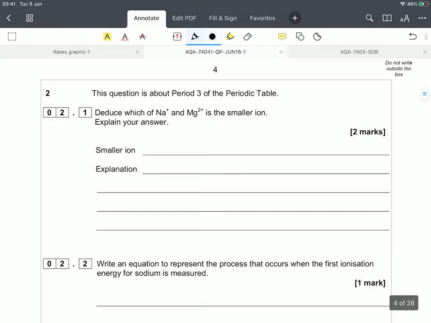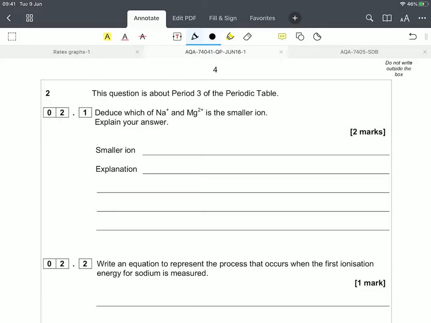Some periodicity stuff, right? Period 3. Any question which asks you about properties of various ions or atoms when you're doing comparisons in the periodic table, really the answer rests on two things. It rests on electron configuration and number of protons that are in the nucleus. So, we should check both of those things in order to try and find out what the answer is here.